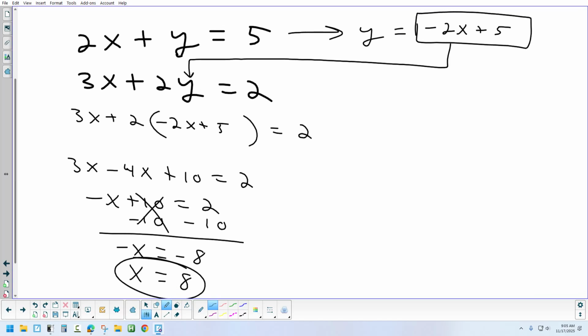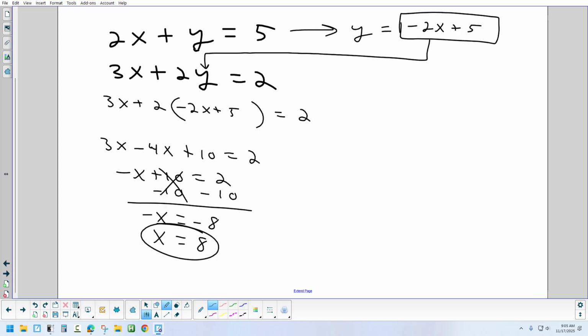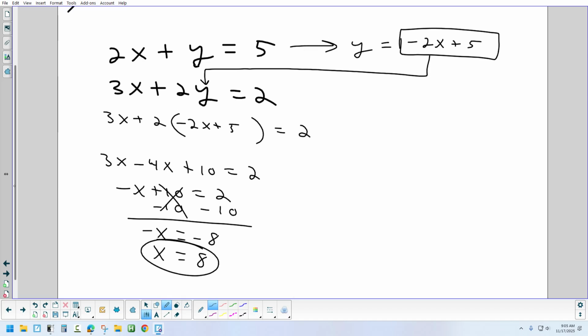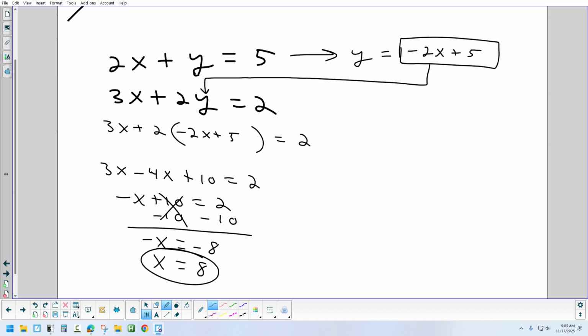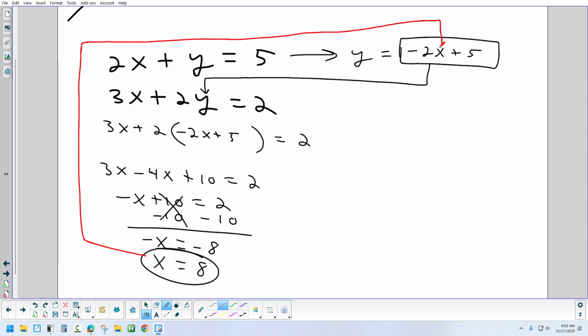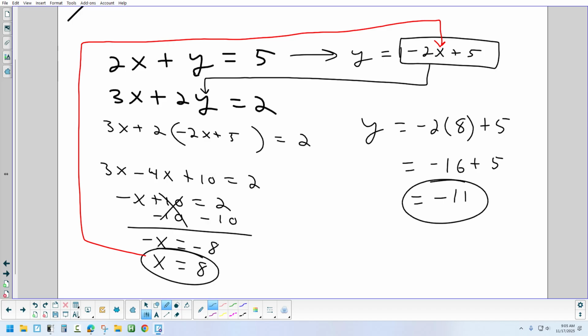Okay, what do we do now with that 8? Plug it back in. We'll take that, plug it back in, right there. And when you fill in 8, then you'll get your answer for y. So we're going to have negative 2 times 8 plus 5. And negative 16 plus 5 would give me negative 11. There you go.